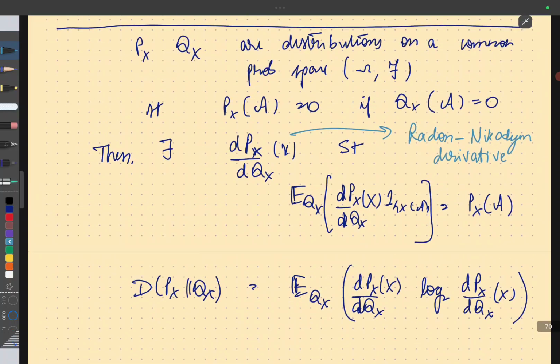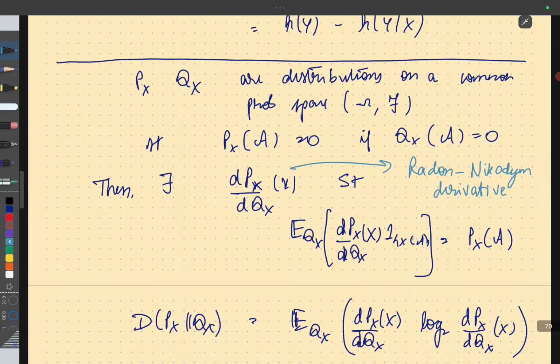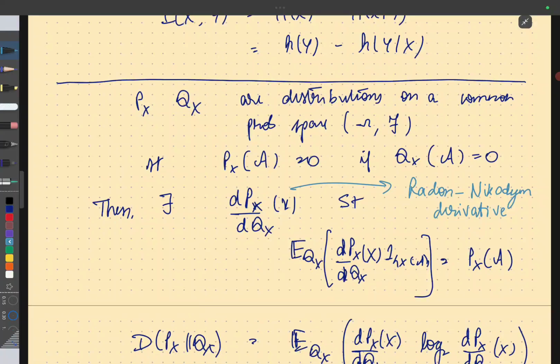If you just want to know more, you just look up what a Radon-Nikodym derivative is. That's it. Okay. Any other questions?